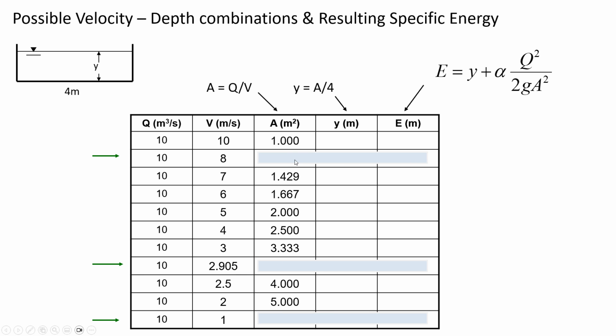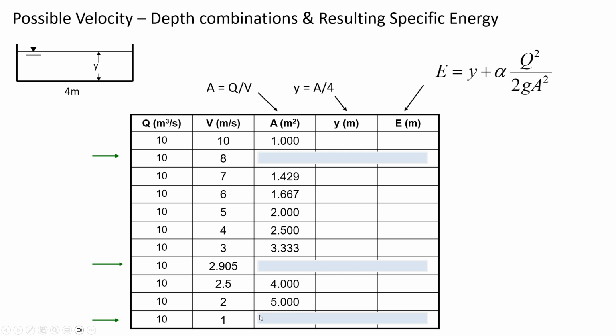So what would be the flow area for this one with the green arrow? All right, so calculate that. The area is Q divided by V. So that first green arrow, we're saying it's 10 cubic meters per second, and it's for a velocity of 8 meters per second. So it's going to be 5/4 meters squared. So that's 1.25 meters squared, I think, if my mental math is correct.